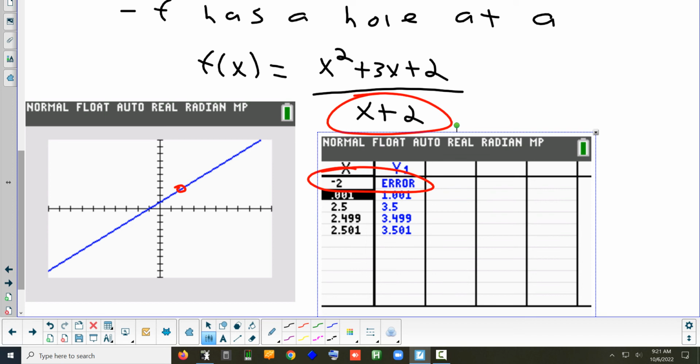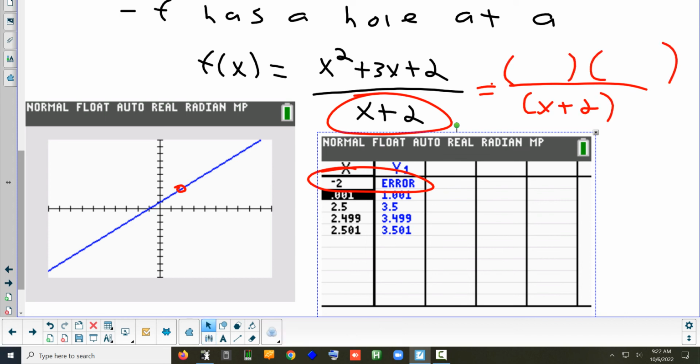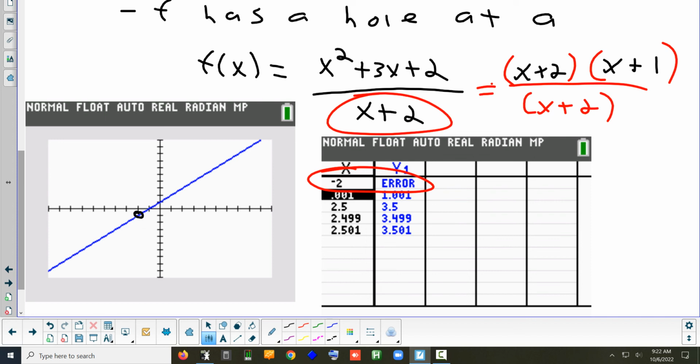But you can tell there's a hole because let's take the numerator and factor it. If you factor x squared plus 3x plus 2, what does it factor into? Oh, -2. Thank you. Yeah. I could tell. Not +2. The hole's at -2. So what does x squared plus 3x plus 2 factor as? Yeah? X plus 2, x plus 1. X plus 2, x plus 1.